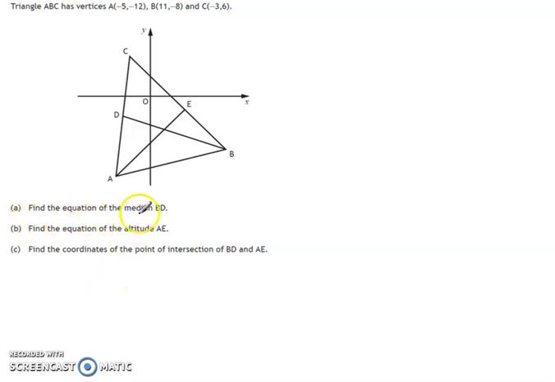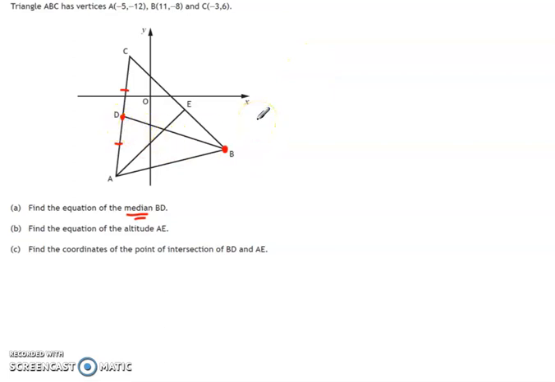So the first one here, find the equation of the median BD. So this one here is using the term median. Now median is a line which goes from here to the middle of a line opposite. So it goes from the point B to the middle of the line CA. So that's what we know about that. So if we were to look at it, this and this, they would be even. They would be the same size as one another. So we know it goes to the middle of that.